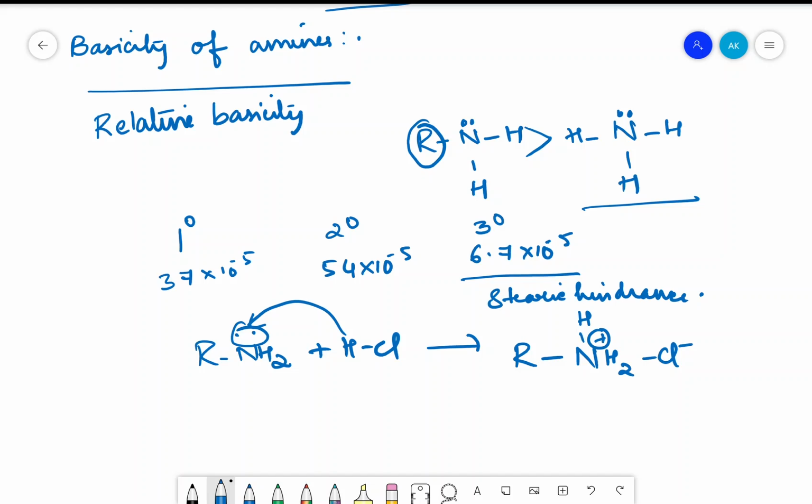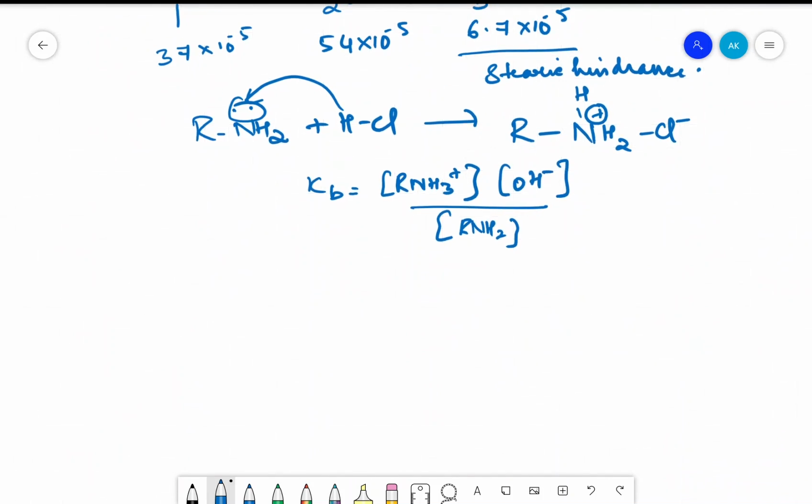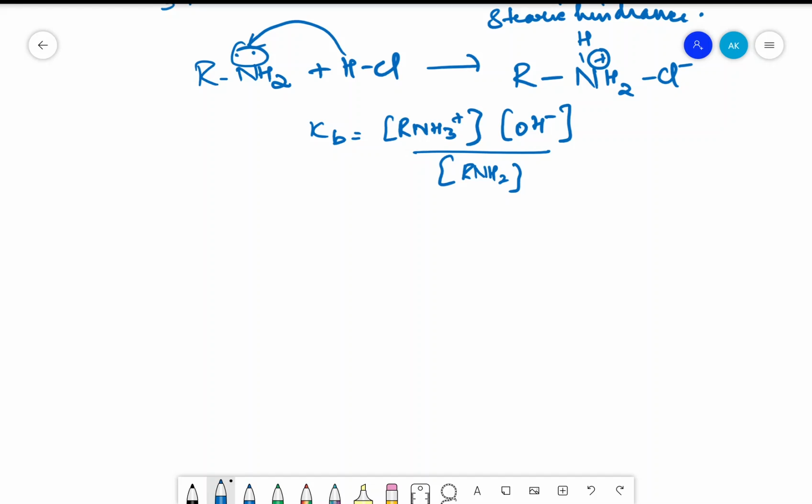Where we are talking about Kb, which is equal to the concentration of RNH3 plus, which is in ionized form, times OH minus, divided by RNH2. This we have to include, followed by the relative basicity of amine. The only thing which we haven't discussed in the relative basicity of amine, which we have to represent in our answer, is what happens when an electron withdrawing group is there.